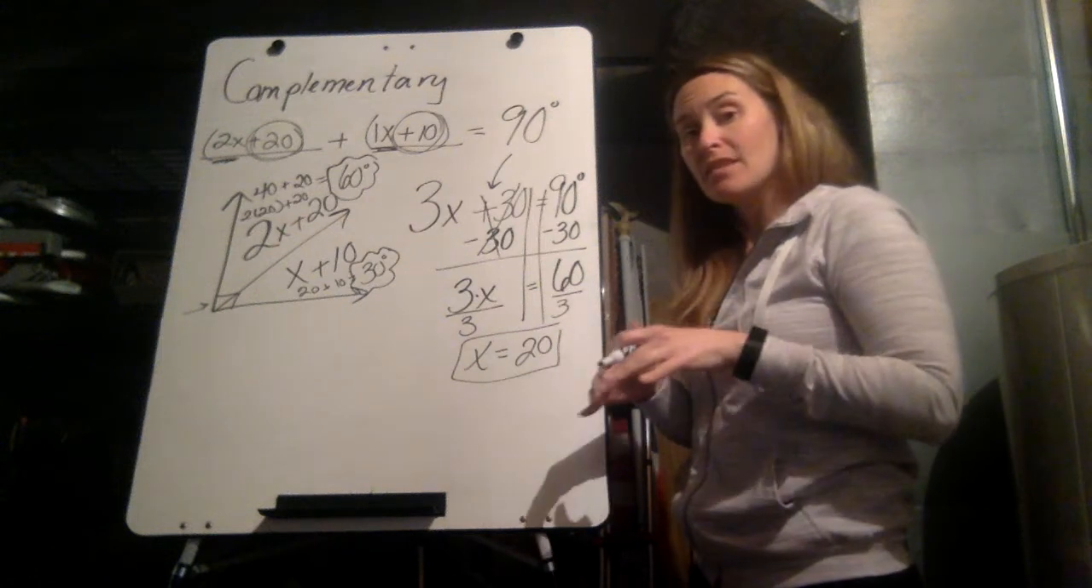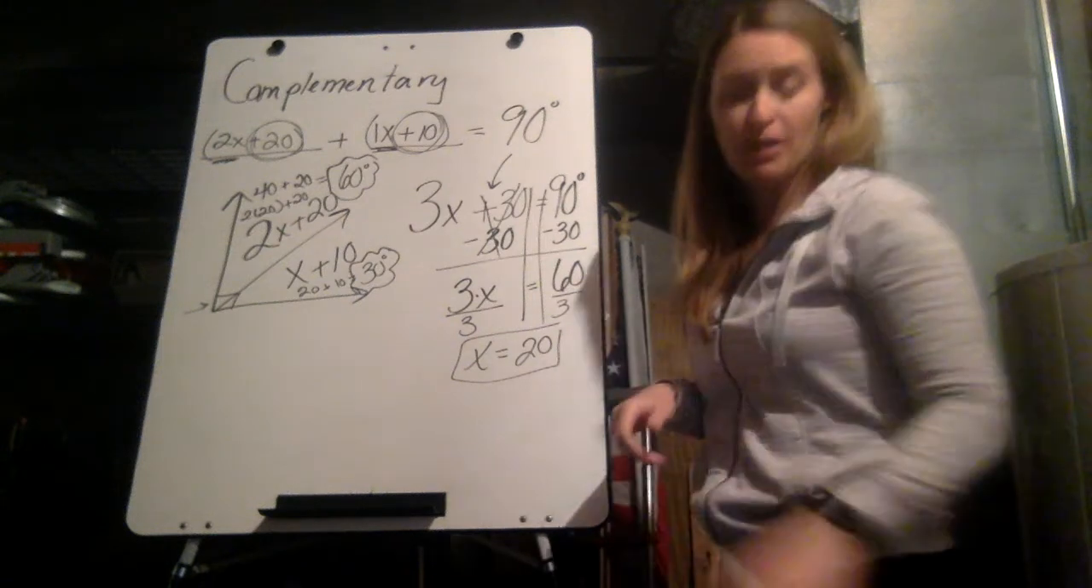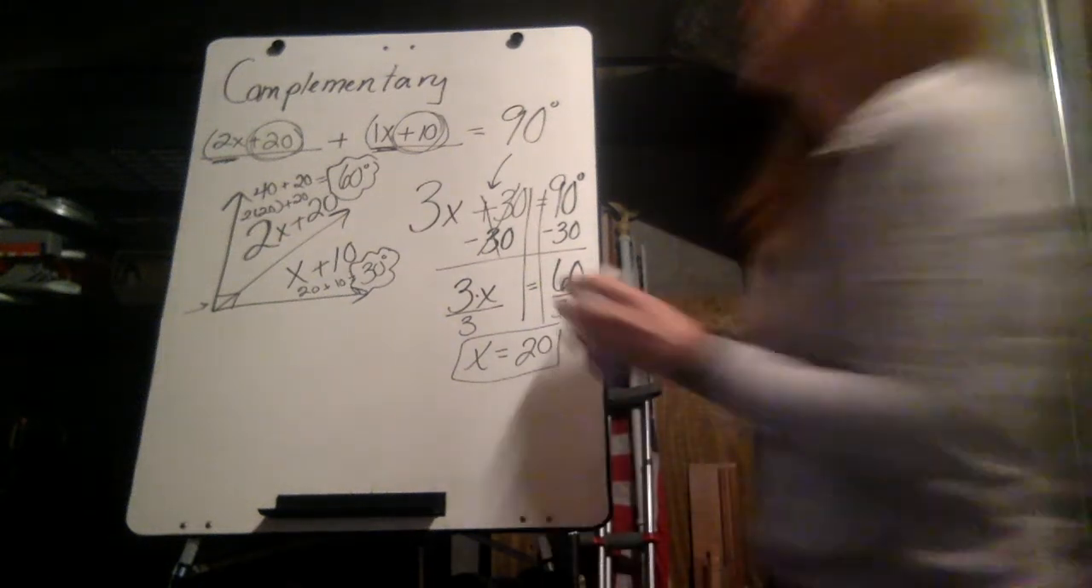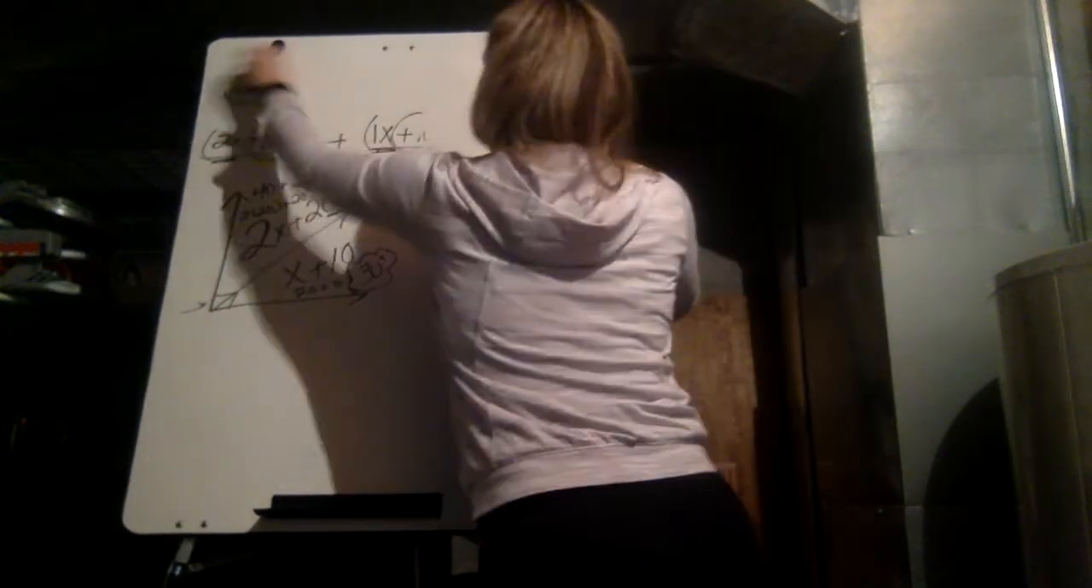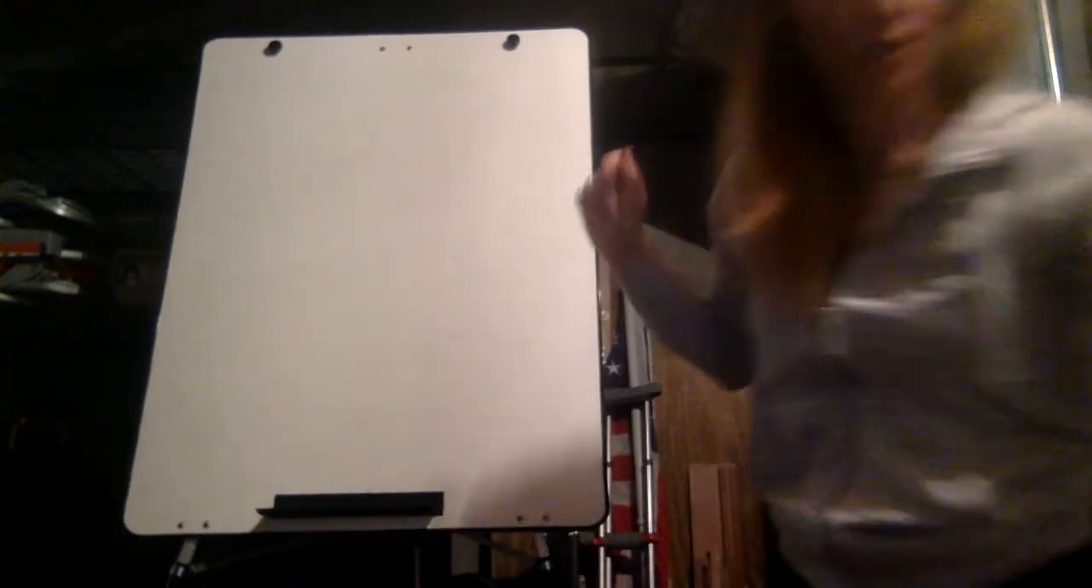So that's the highest level of where I expect you to be for complementary, all right? So you're going to see today there'll be a Google Forms assignment that'll be basic complementary. Can you identify if it adds to 90? And then incorporating some algebra that goes with it.